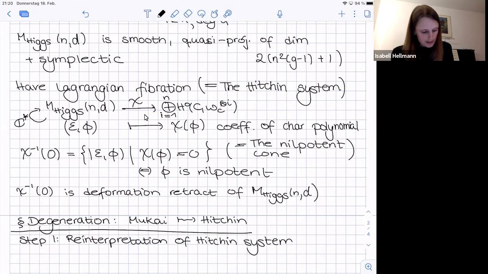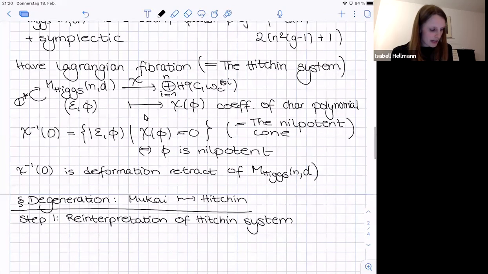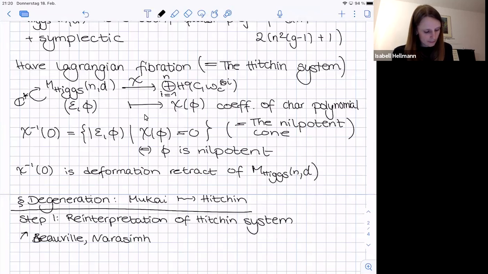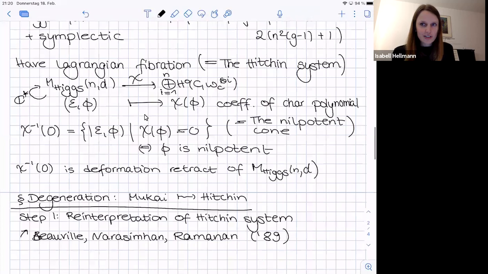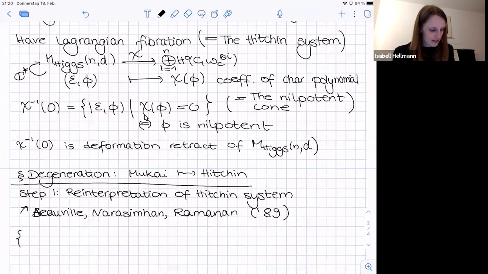And this was discovered by Beauville, Narasimhan, and Ramanan in the late 80s. So what they discovered is that if you consider a set of Higgs bundles such that the characteristic polynomial of phi is fixed, say s_1 up to s_n.